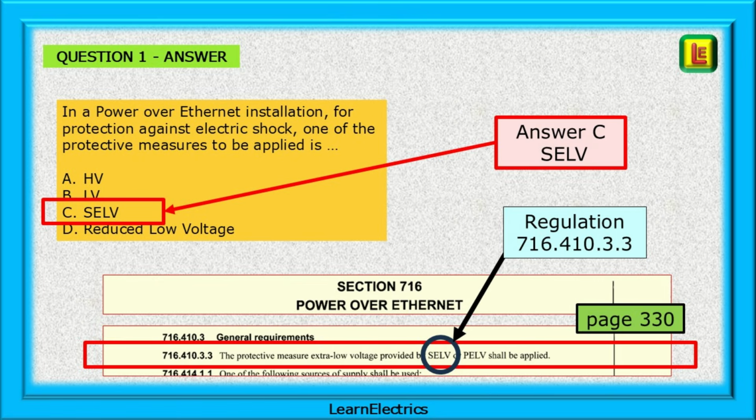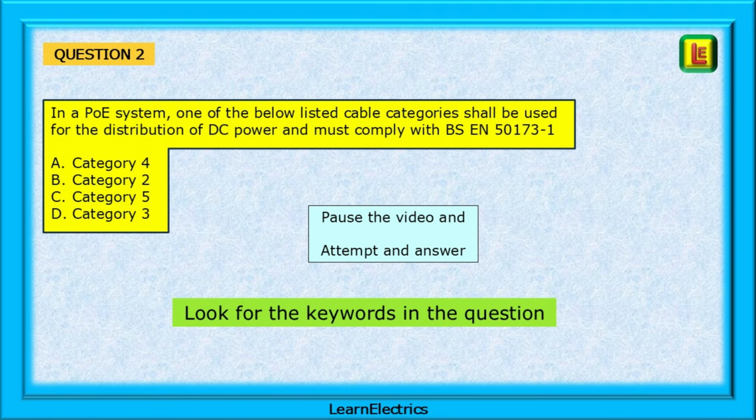Read the wording, and we can see that SELV is mentioned in the regulation, and that it also appears as a possible answer. None of the other choices match, so the answer must be answer C, SELV, separated extra low voltage. Question number 2 is next.